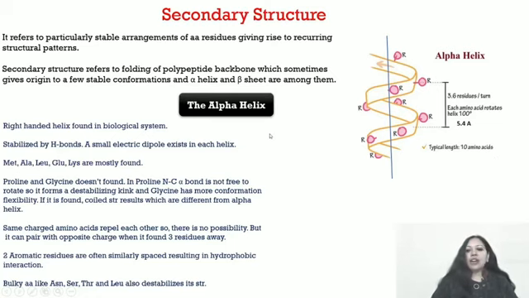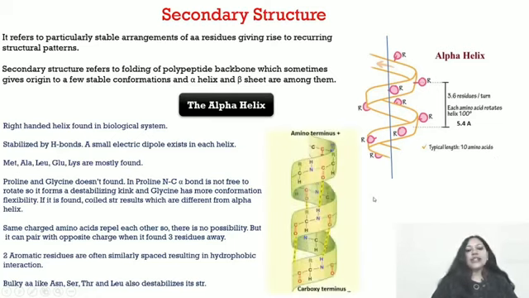Coming to the structural stability of the alpha helix, the first secondary structure, it is stabilized by hydrogen bonds, and these hydrogen bonds are formed between the first and fourth amino acid residues, as it contains 3.6 residues per turn. So the first amino acid hydrogen bonds with the fourth amino acid, and in this way stability is provided to the alpha helix.